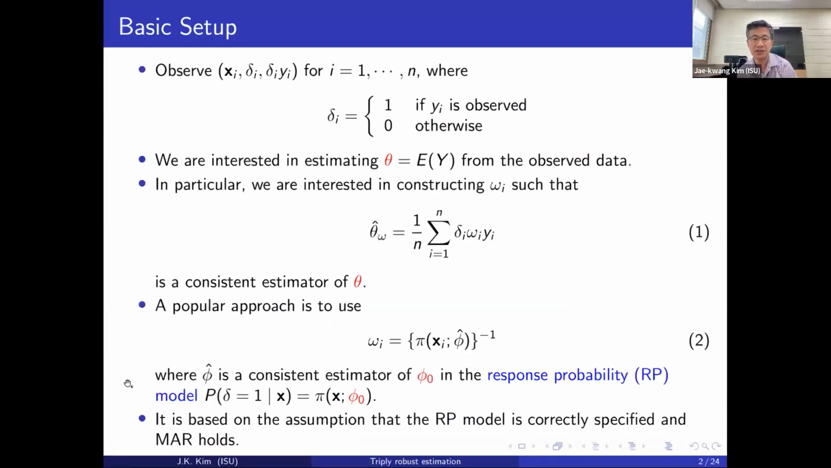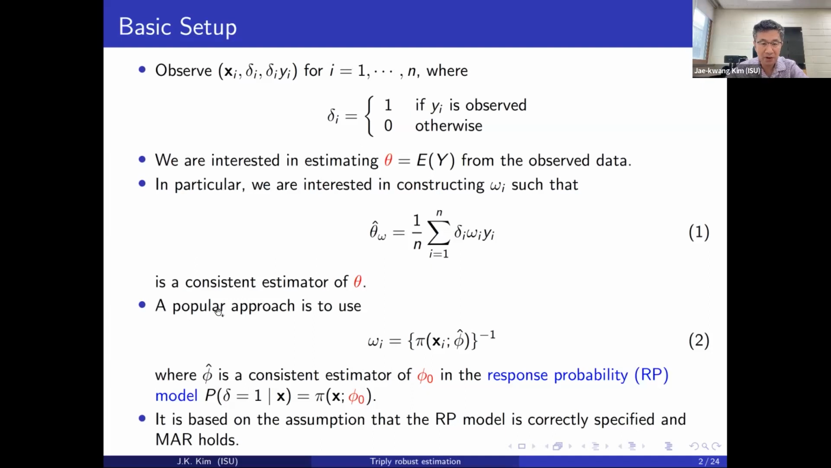Here is the very basic setup, where xi, delta i, yi is the observation we have, where delta i is the indicator function of the outcome response. So basically we observe y only if delta is equal to 1. And we are interested in estimating zeta, which is the population mean of y from the observed data. I'm going to intentionally use red color to emphasize unknown parameters. In particular, we are interested in finding omega i such that the weighted estimator, the weighted average of yi, can be used to estimate the mean of y.